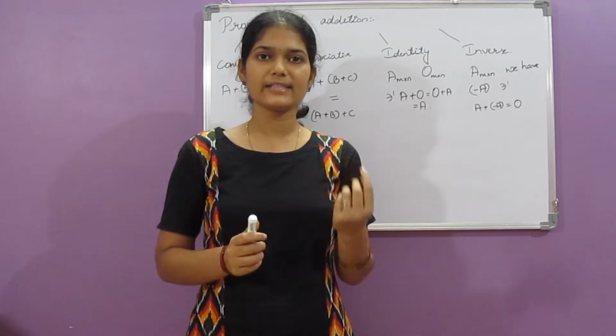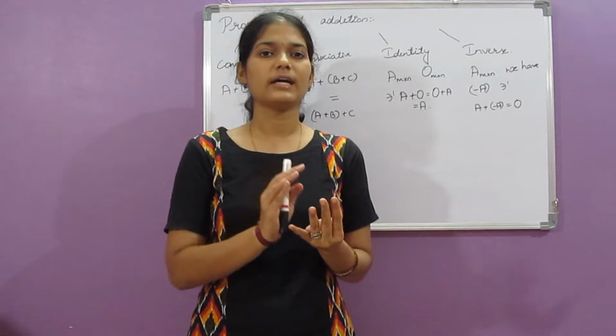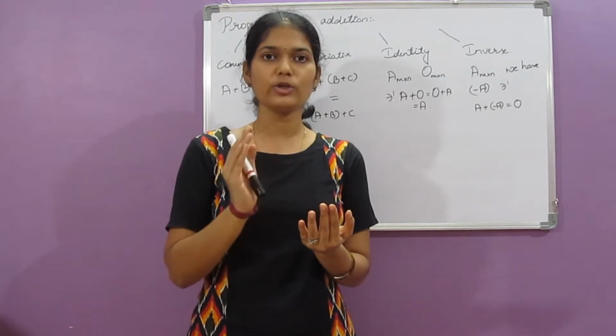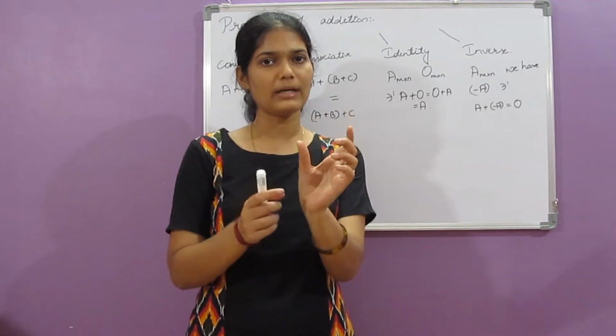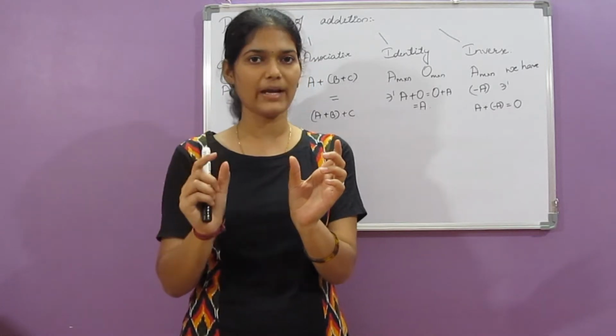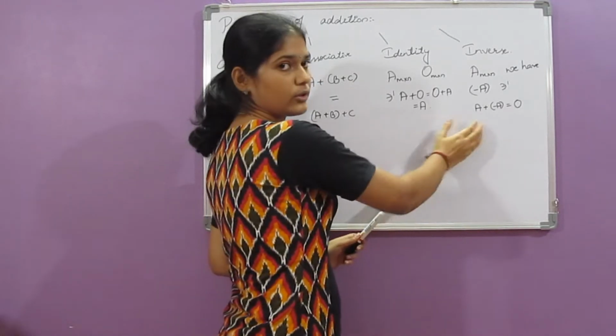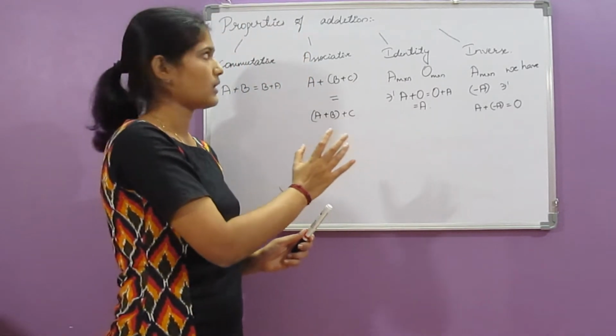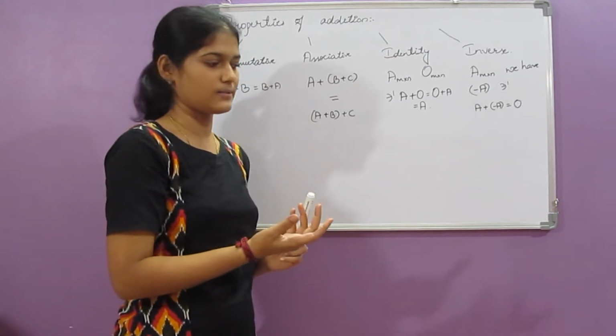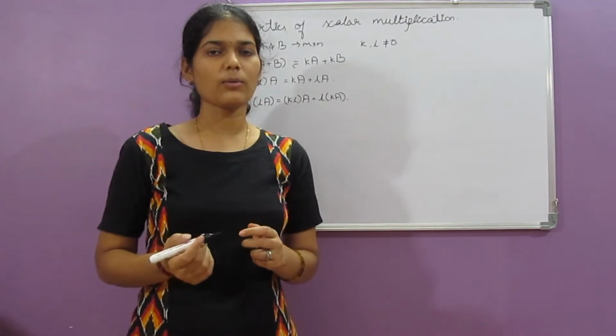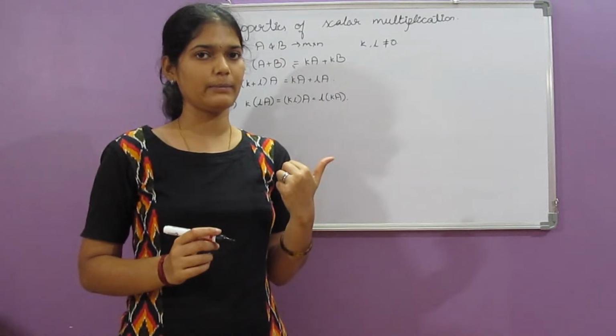I have explained the scalar multiplication. So minus 1 into A is nothing but multiplying minus 1 to each term of the matrix. This is about the properties of addition of matrices. The next topic is properties of scalar multiplication.